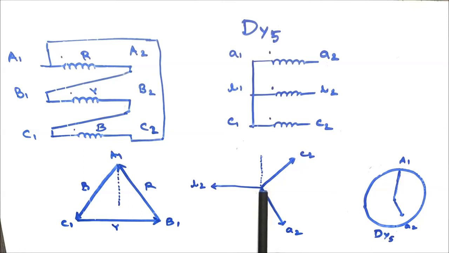If I draw a straight line towards the 12 o'clock or 0 o'clock position and extend it downwards, it will be 6 o'clock. In clock position, A2 remains at 5 o'clock. That is, the LV side winding induced EMF lags by 150 degrees that of the HV side winding induced EMF, and that is why it is called Dy5.